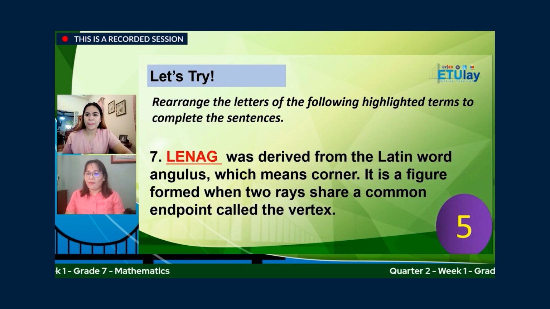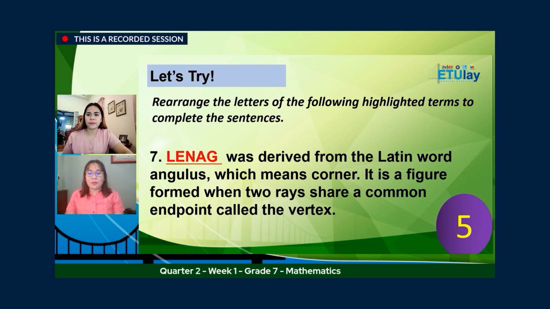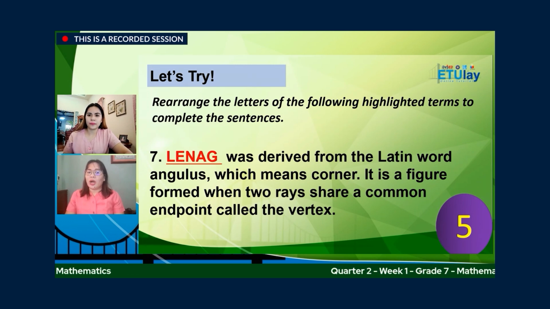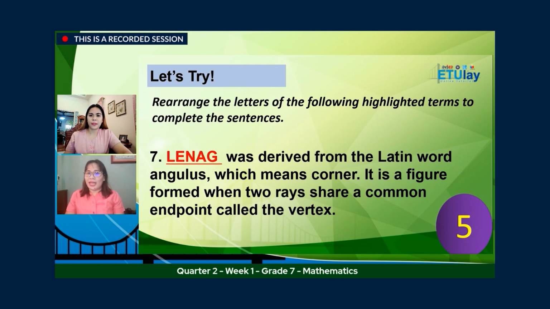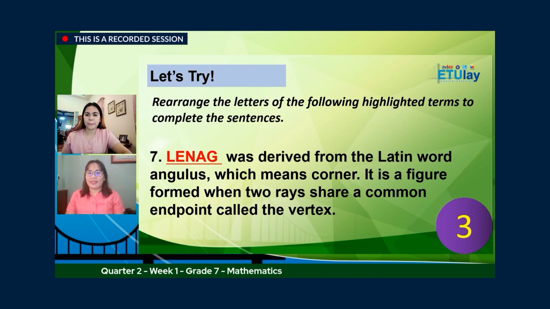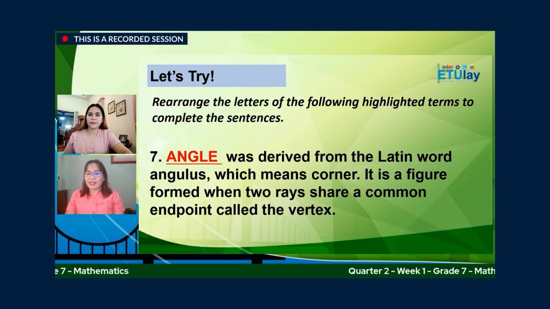For number 7, blank was derived from the Latin word angulus, which means corner. It is a figure formed when two rays share a common endpoint, called the vertex. What is the answer? Exactly. The answer is angle.